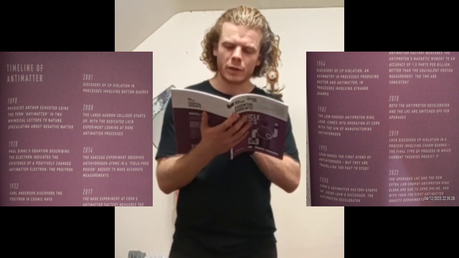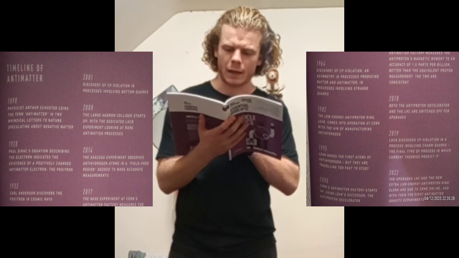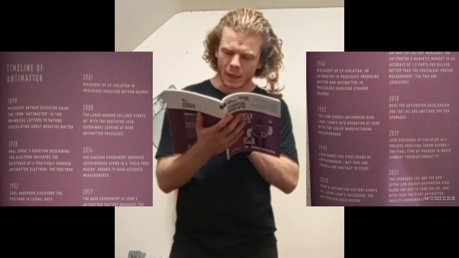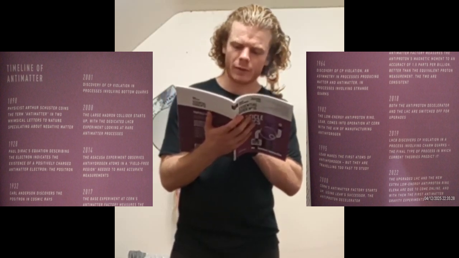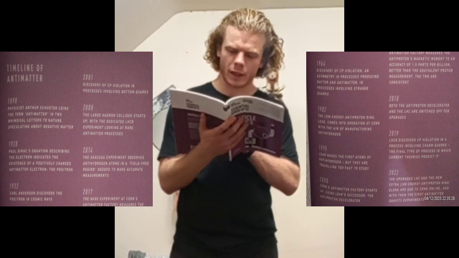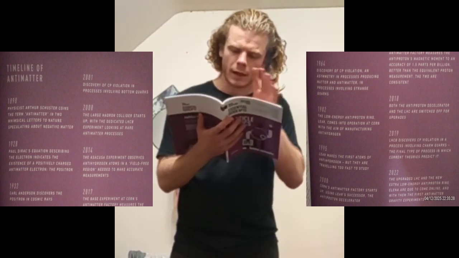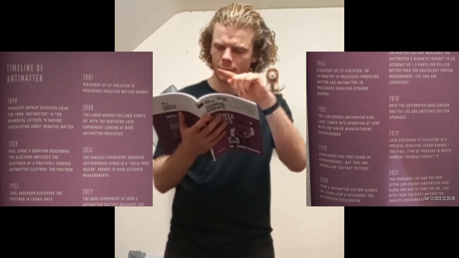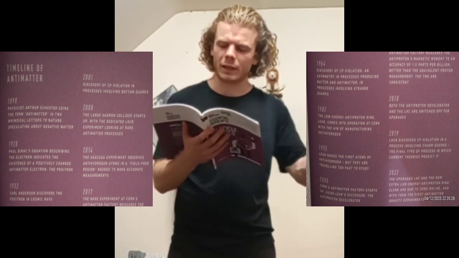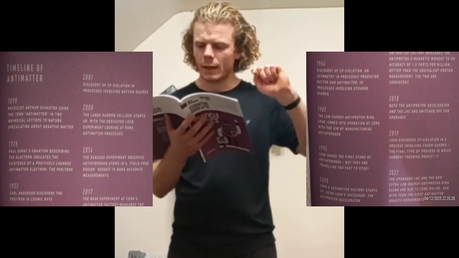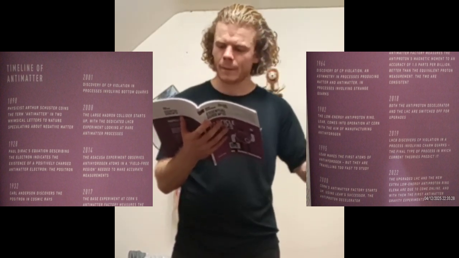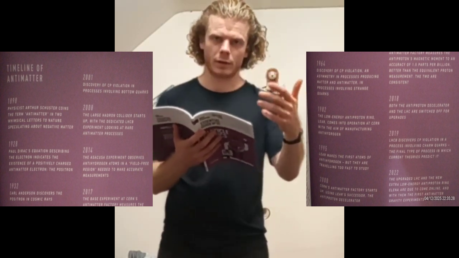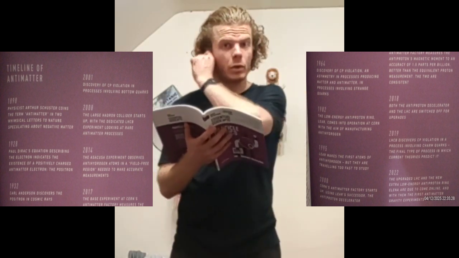1928, Paul Dirac's equation describing the electron indicates the existence of a positively charged antimatter electron, the positron. So he was writing an equation about the electron, and that equation about the electron indicated that there is also a positively charged electron, an antimatter electron, and that would be called the positron.